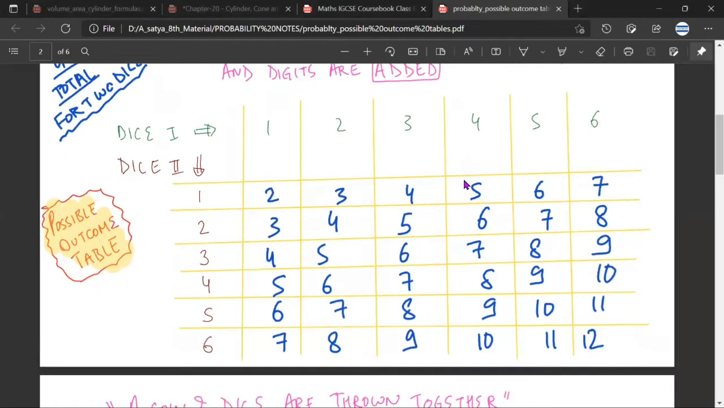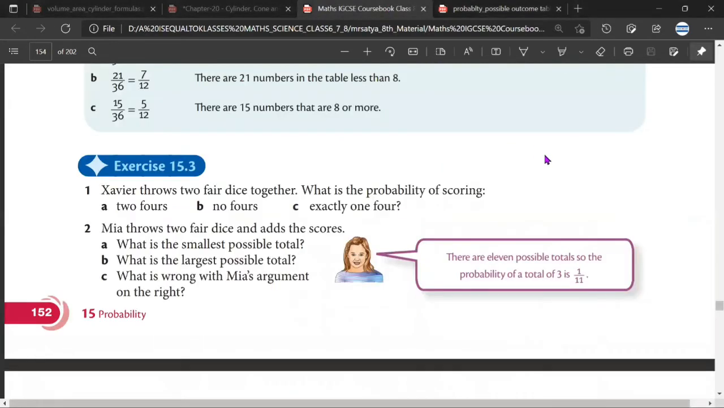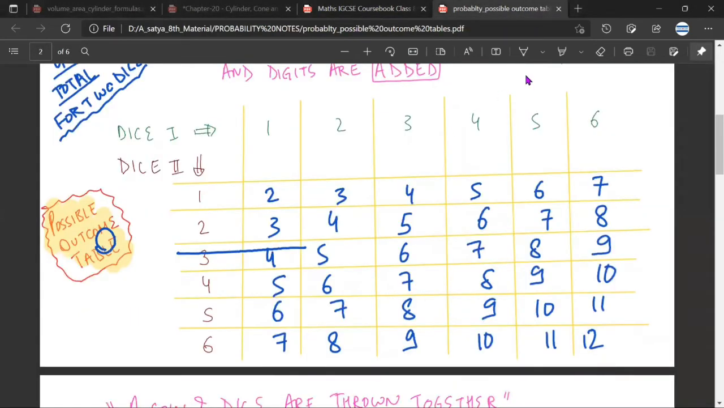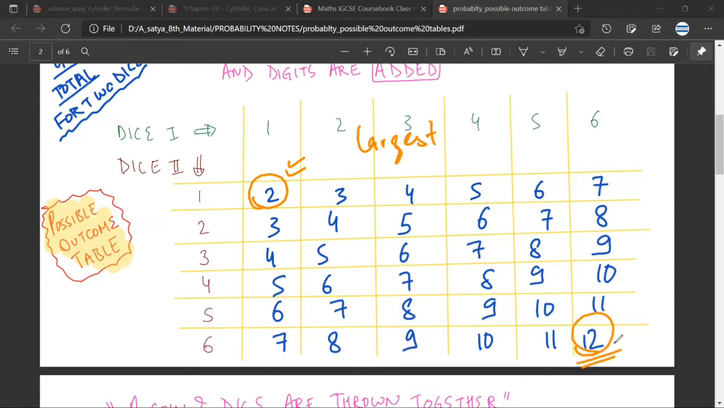Satya, would you be able to do this? Yes, sir. Okay. Now, the kind of question that they will be asking you is, for example, the first: what is the smallest possible total? What is the smallest possible total, Mr. Satya? Sir, just 2. 2 is the smallest possible total. And if they ask you, what would be the largest possible total? Sir, 12. 12 is the largest possible. Any doubt? No doubt.